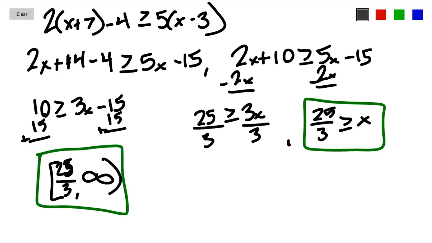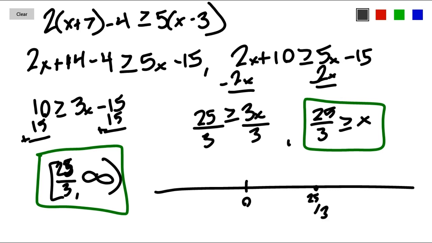And then to graph this, draw out the number line, I pick out 0 from my reference, I mark 25 over 3 on the line, and then I see that I have a greater than or equal to symbol. So I'm going to have a bracket facing to the right, so that every value that's to the right of 25 over 3 is valid for x.